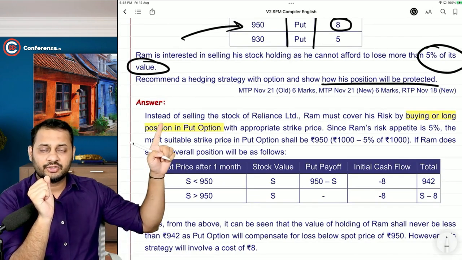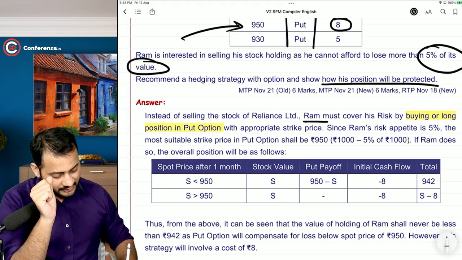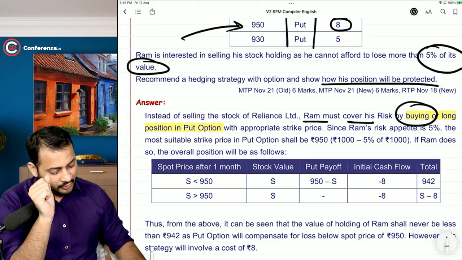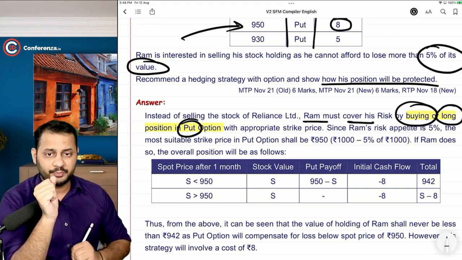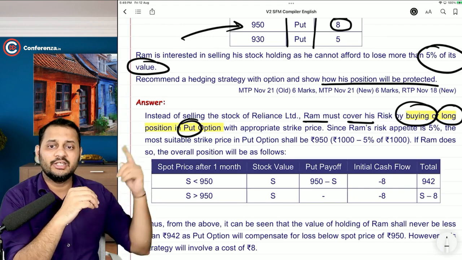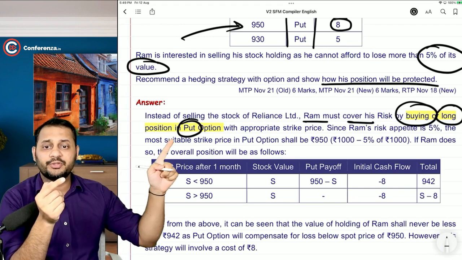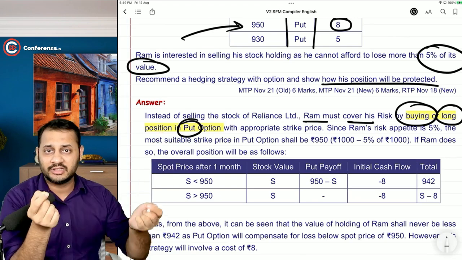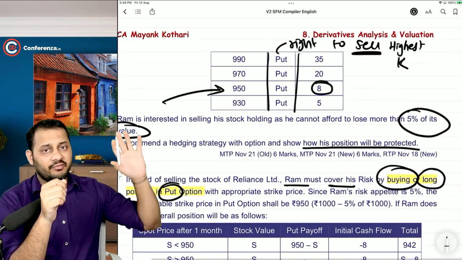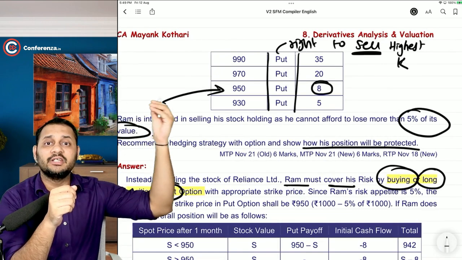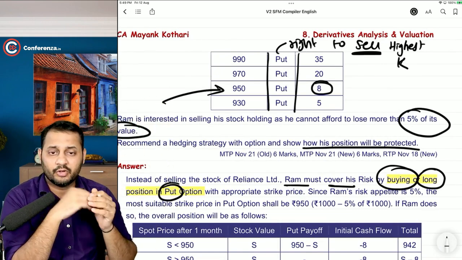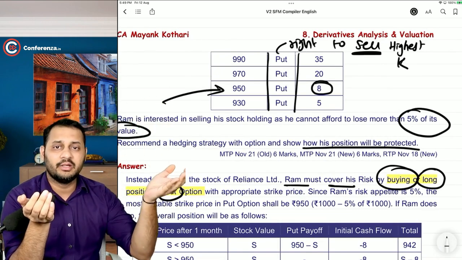Instead of selling the stock of Reliance Limited, Ram must cover his risk by buying, or going long on, a put option. So yes, he has to buy the option, but which option? Put option. This gives him the right to sell. After that, if he decides to buy the put option, he has to select which strike price, because the higher the strike price, the more premium he has to pay.